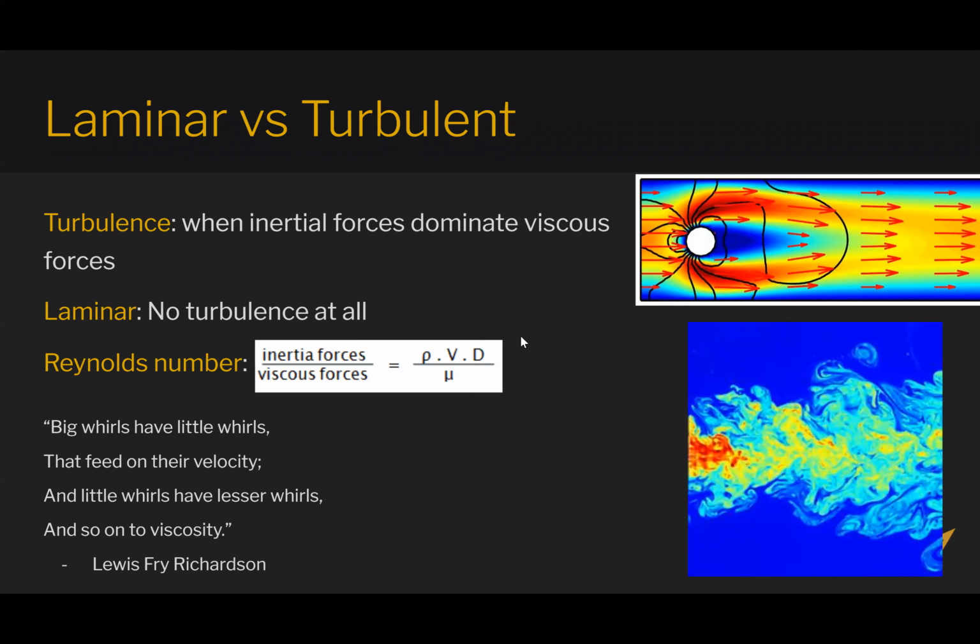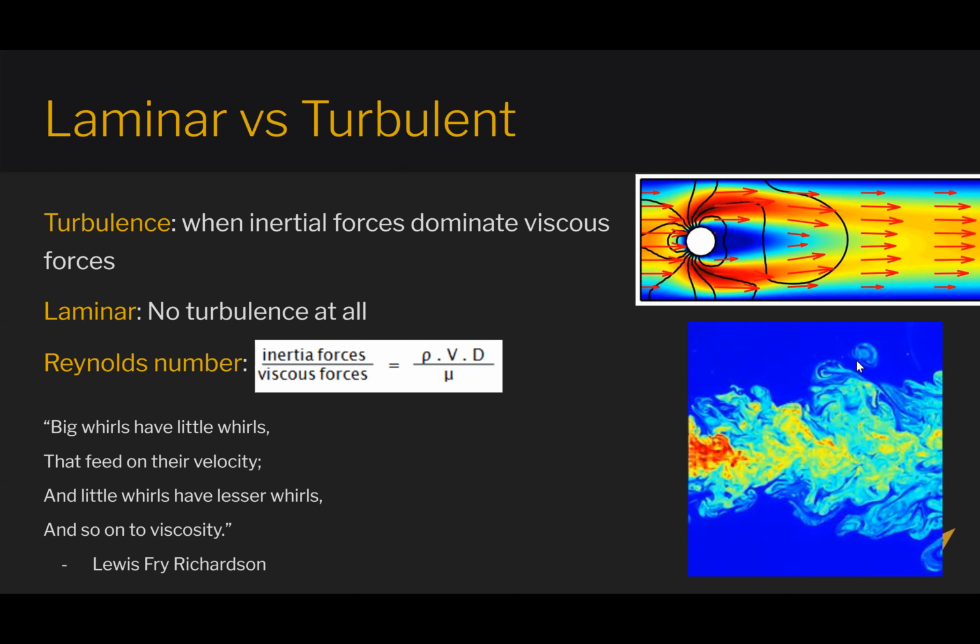It'll just be thrown around, it'll separate, it'll turn into eddies, and it'll dissipate into energy. Here's a little poem that describes turbulence, because turbulence is one of the hardest things in the beginning to really understand. There's still a lot of debate on turbulence in general, how to model it, how to describe it. From a basic point of view, you can think of it in terms of this poem to the left. Big whirls have little whirls that feed on their velocity, and little whirls have lesser whirls, and so on to viscosity. So let's break it down.